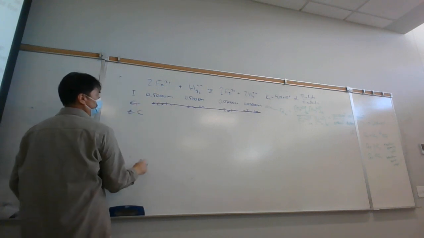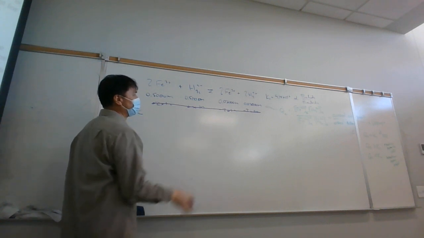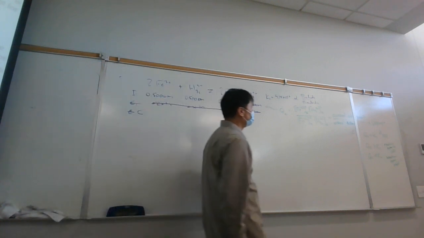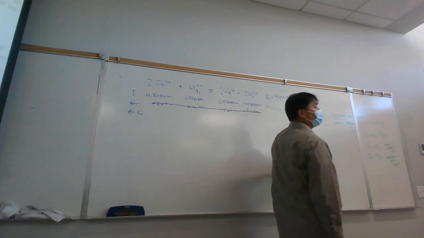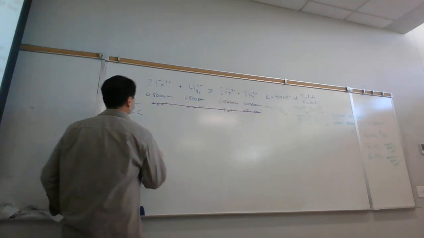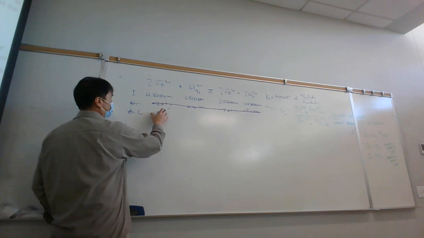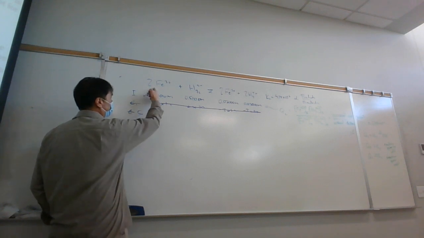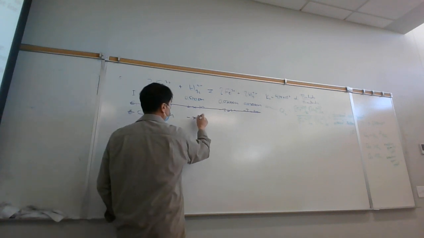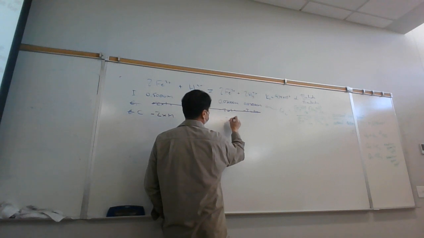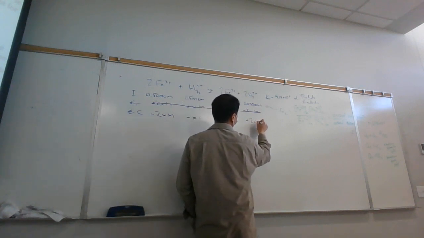The correct change is we've got to go to the right because our ratio is too small. We're at 6.48 currently. We need to get to 9.14. And so QC is less, therefore we've got to lose some reactant and make more product. So this is going to be minus 2x molar, minus x molar, plus 2x molar, plus 2x molar.